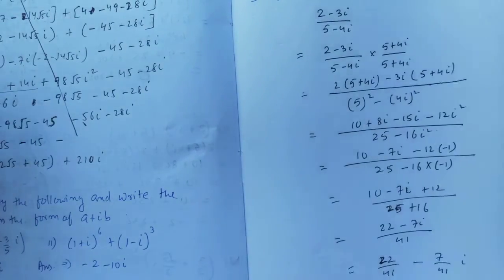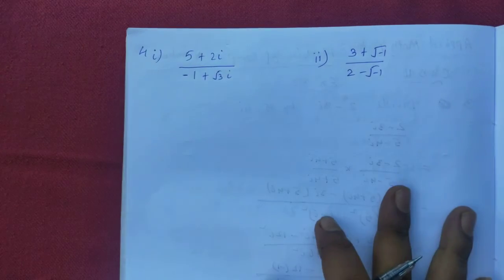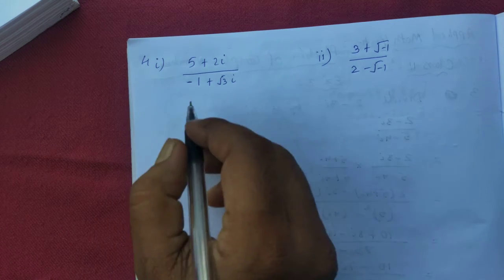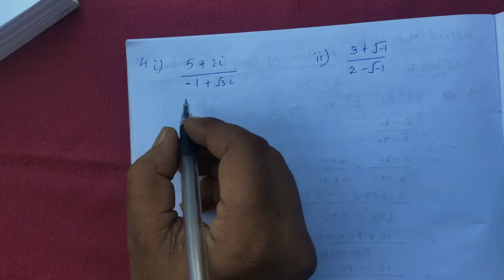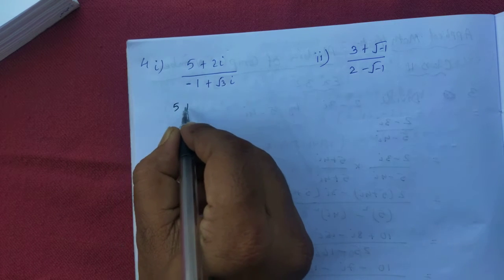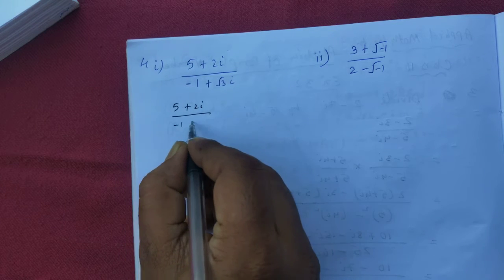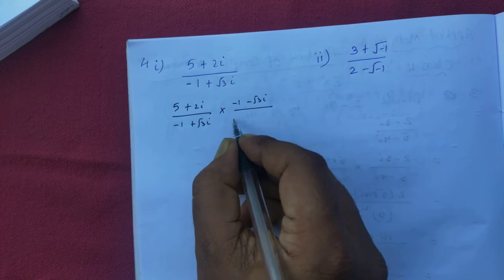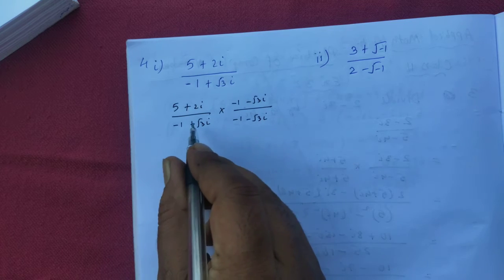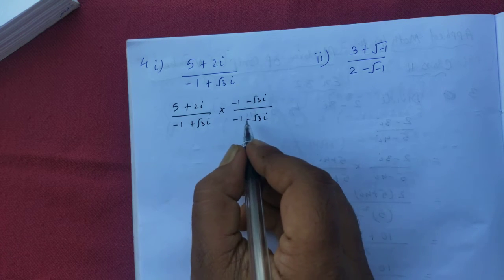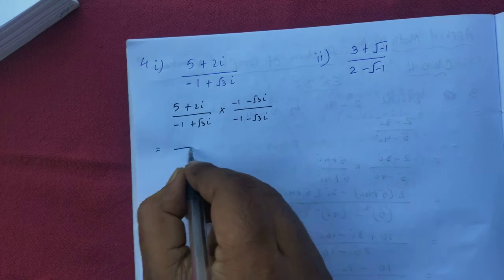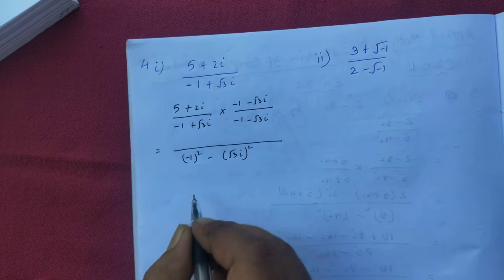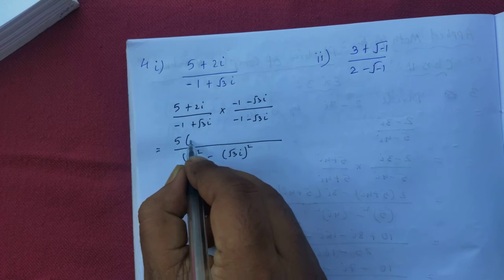Let's do question number 4. Same thing, you have to rationalize, okay? 5 plus 2i by minus 1 minus root 3i. Here in the middle minus is there, so we're multiplying by putting plus, okay? Downside is in the form of a square minus b square. And upside you do normal multiplication.